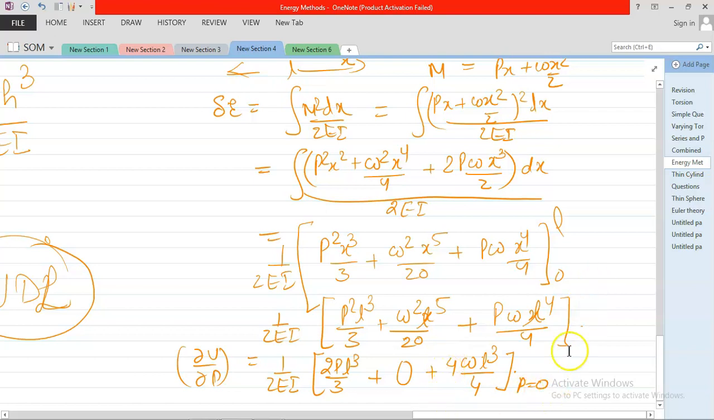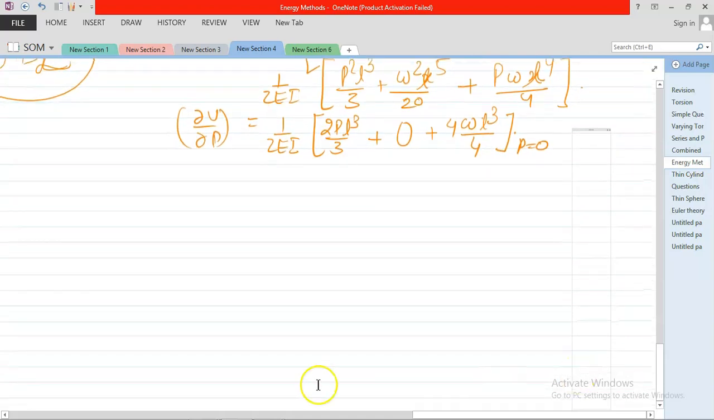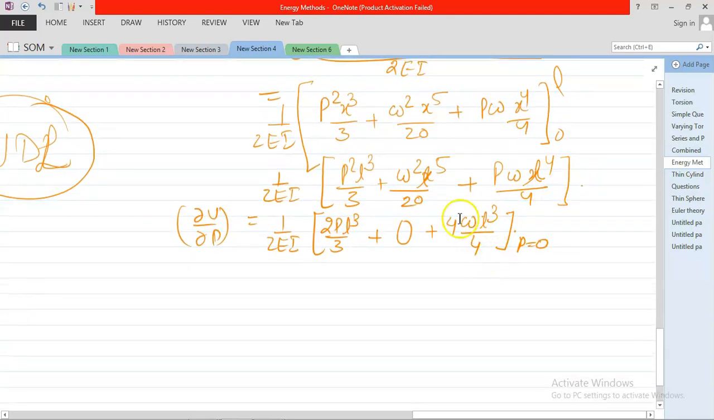Okay, I will just go with the strain energy question. Because this 4 need not come in. Oh, sorry, yes, it is right. Oh, I got it. Nothing is wrong here.